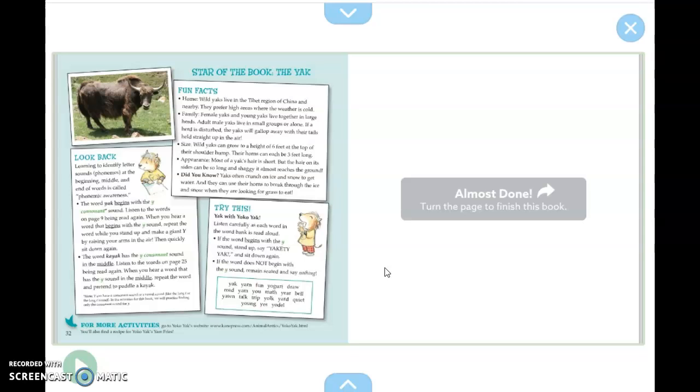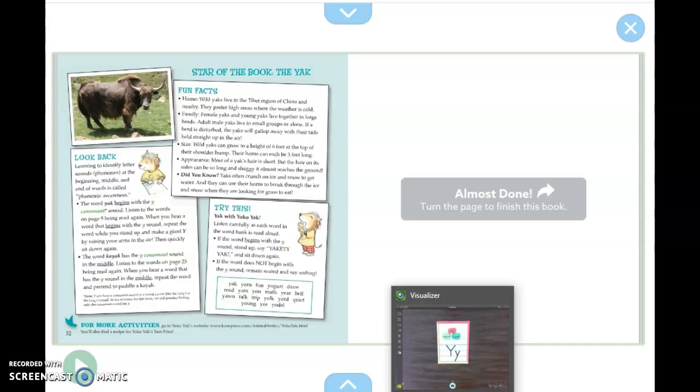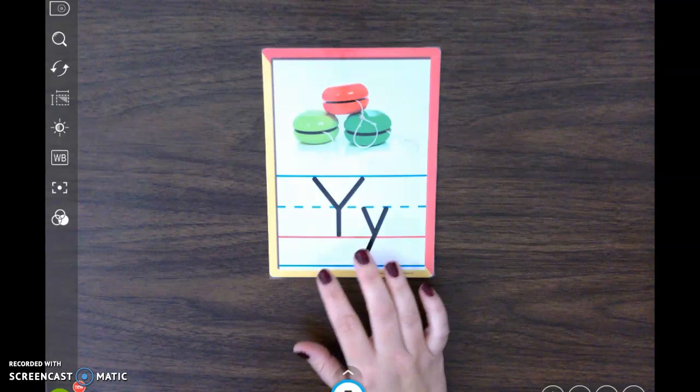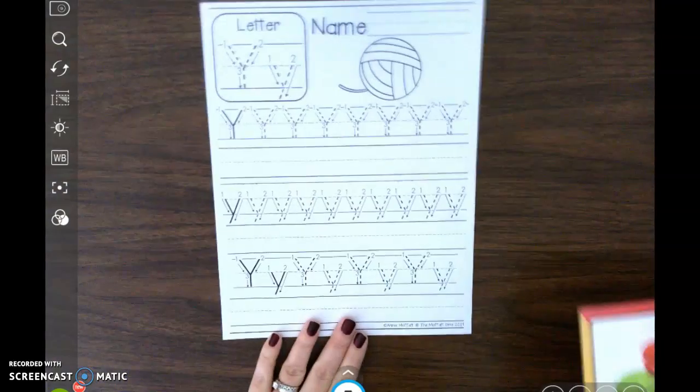So there were lots of Y sounds in that story about the yakety yak. We're going to switch back and we're going to learn how to write Y. All right, so you need to get your tracing page out and get your name on the top.